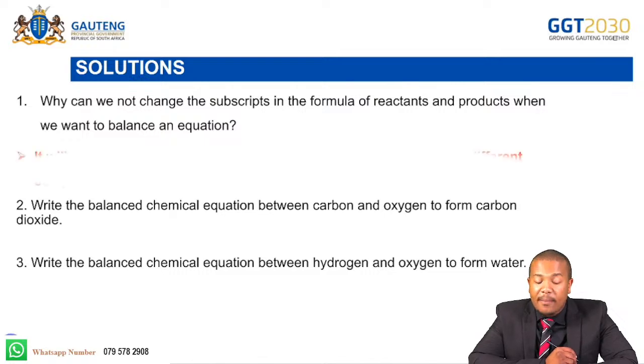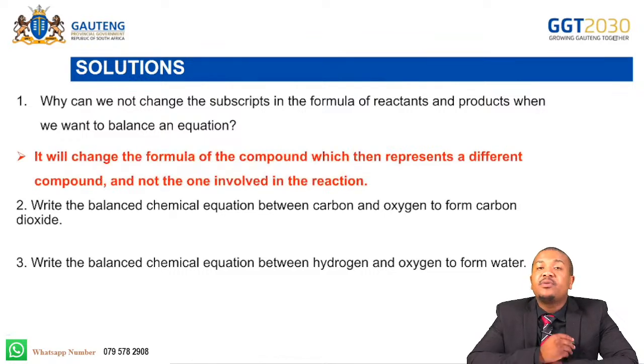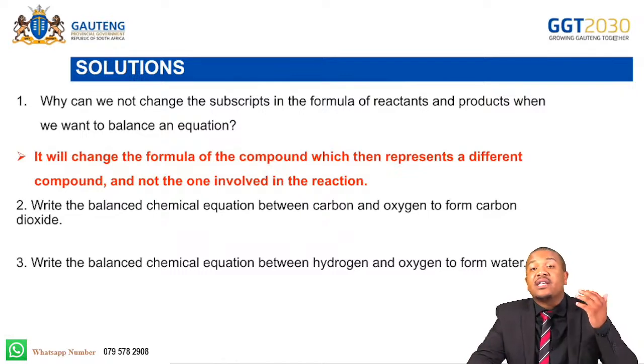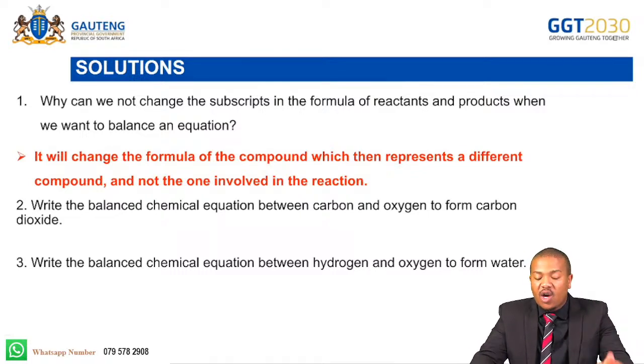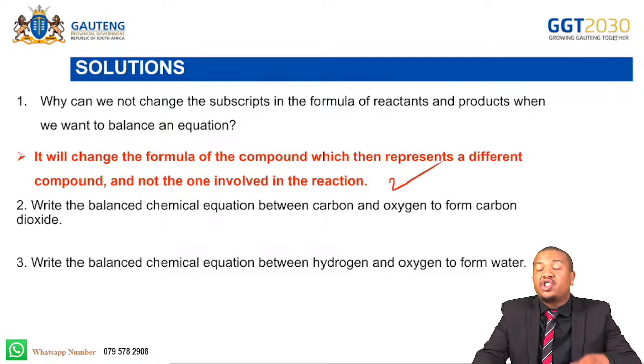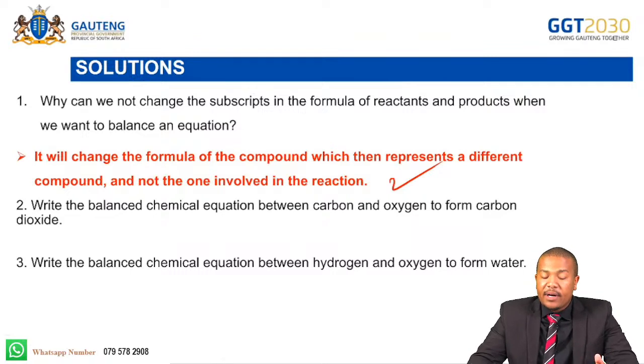The answer for number 1 is: it will change the formula of the compound, which then represents a different compound and not the one involved in the reaction, right? That's why we cannot change the subscripts in the formula of reactants or products when we want to balance chemical equations.